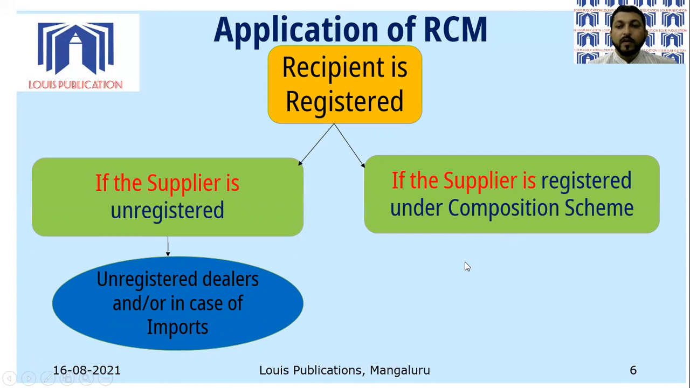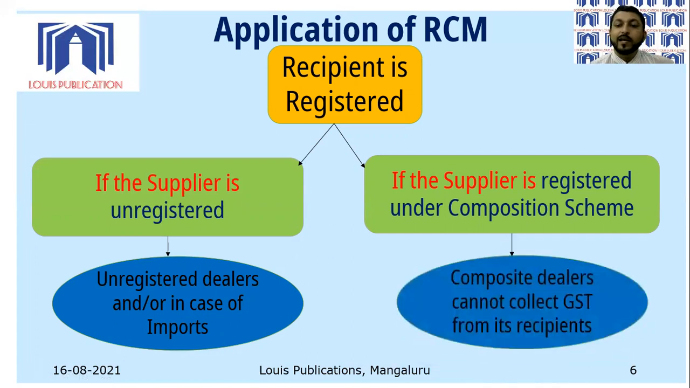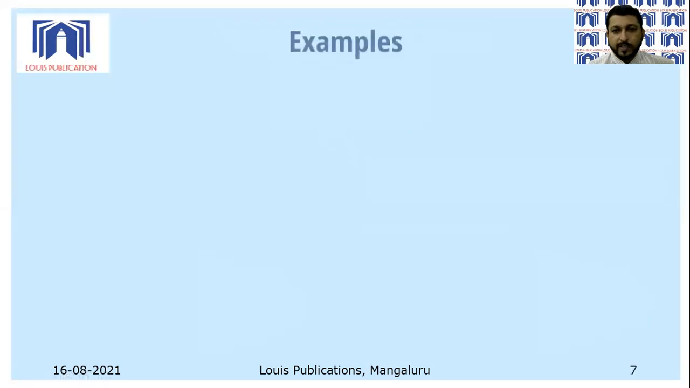I just mentioned, if the supplier takes registration under section 10, that is under the composition scheme, composite dealers are not eligible to collect GST from their recipients. So composite dealers cannot collect GST from their recipients. This is a very, very important point. So let's be very clear. Any business person or any supplier who is registered under the composition scheme cannot collect GST from their customers, cannot collect GST from their recipients.